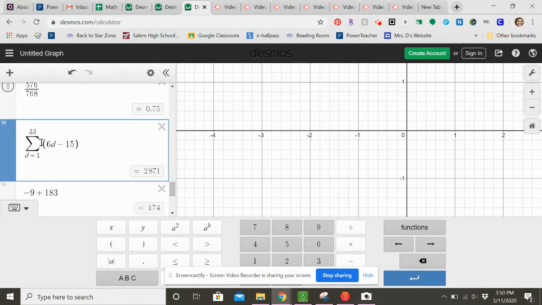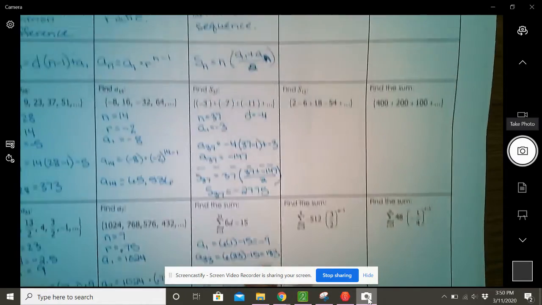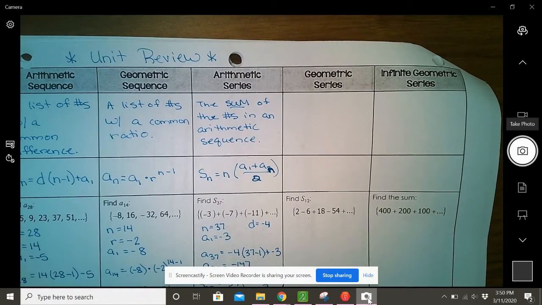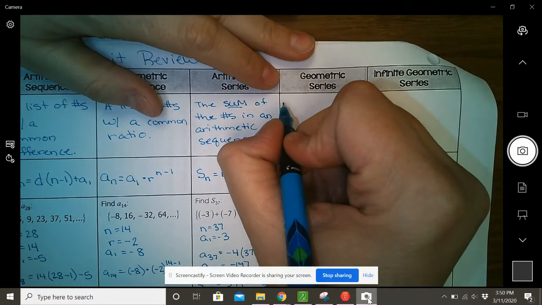Okay, so a couple little more review topics here. We are all done with this unit. Our next review topic is a geometric series. So remember, series is a sum. So this would be the sum of the numbers in a finite list of a geometric sequence.